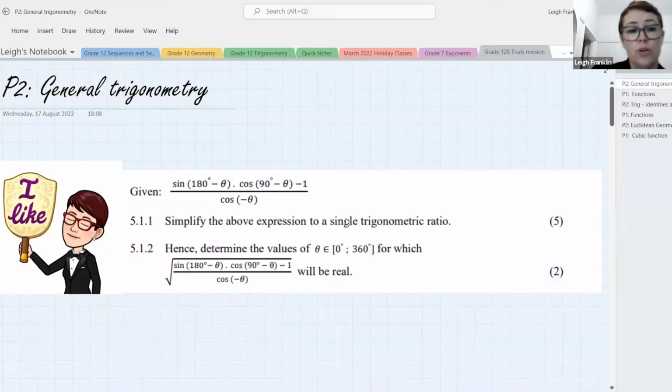Reduce that. Okay, so you're going to try and simplify to a single trigonometric ratio. What that means is that you need to have an answer either in terms of sine theta, cos theta, or tan theta. Okay, so try that, and then we can move on to the next question.